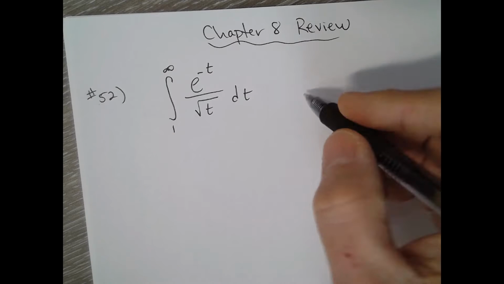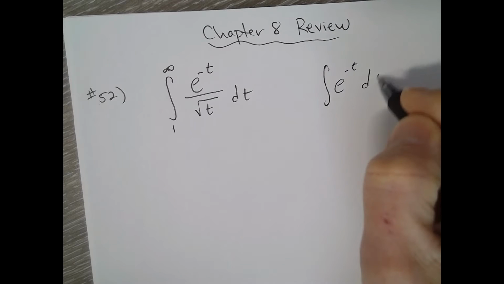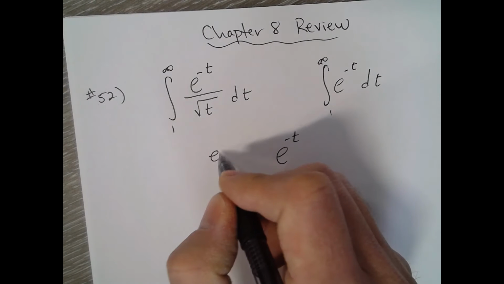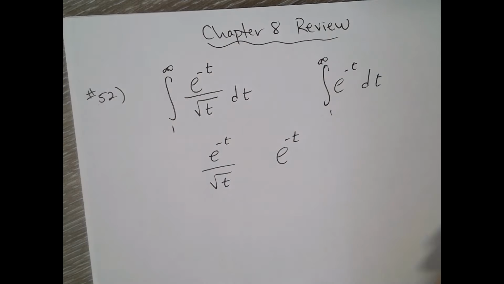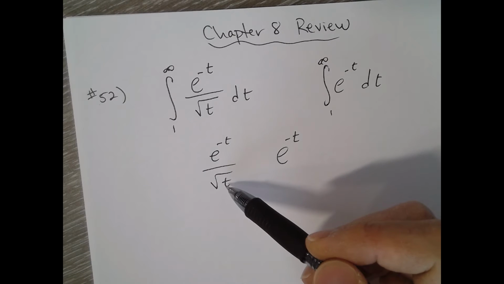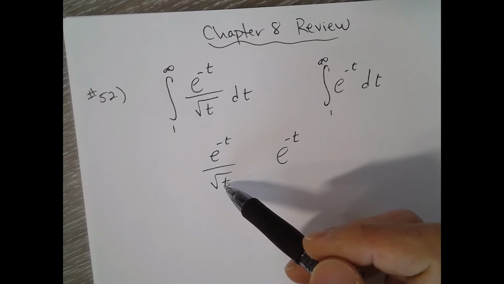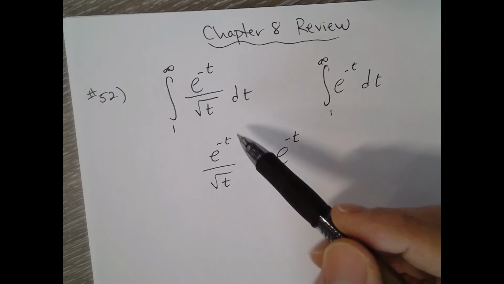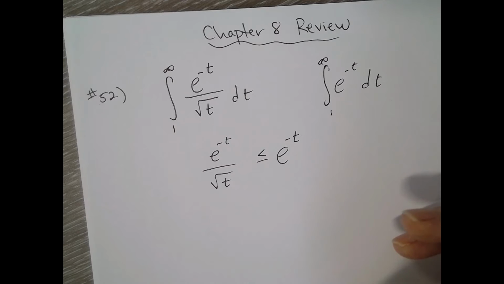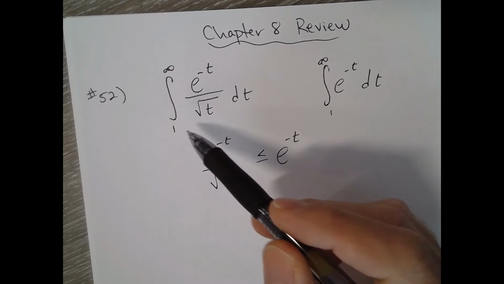So if I compare it to the integral of e to the negative t dt from 1 to infinity. So what do we know about e to the negative t compared to e to the negative t over square root of t? Well, we're starting at 1, so when t is 1, they're the same. When t is beyond 1, you're getting a bigger number on the bottom besides 1, which is decreasing the amount of the whole quantity. So this is a true statement. Okay, this is always going to be bigger or equal to this on the interval from 1 to infinity.